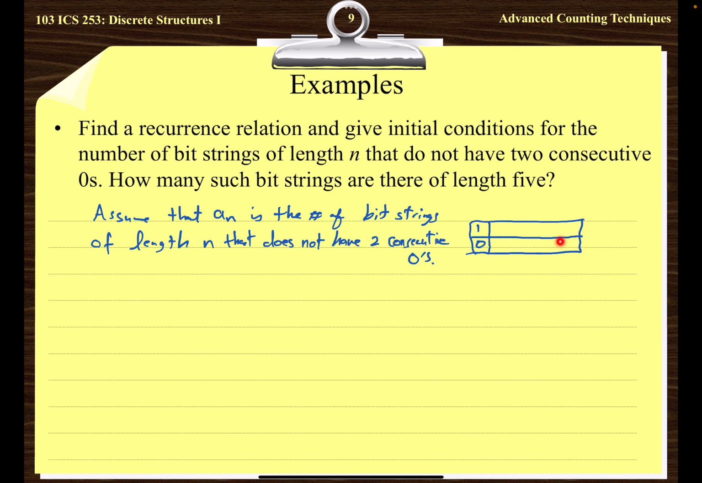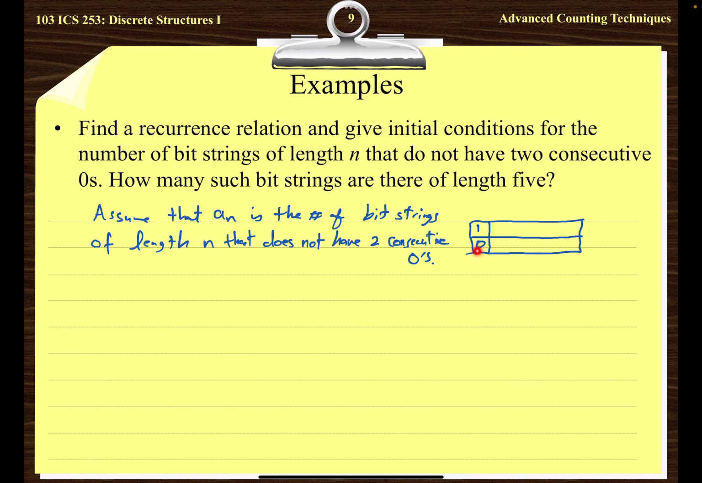Again, let me ask again. If I count the number of bit strings of length n that start with a 1 and do not have two consecutive zeros, and I count the number of bit strings of length n that start with a 0 and do not have two consecutive zeros, what will be the total number of bit strings of length n that do not have two consecutive zeros? I got this number and I got this number. Yes. What will be the total? The sum, because it is using the sum rule, right? Okay. All bit strings of length n, they either start with a 1 or a 0, right?